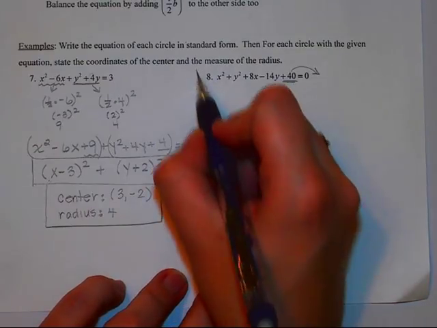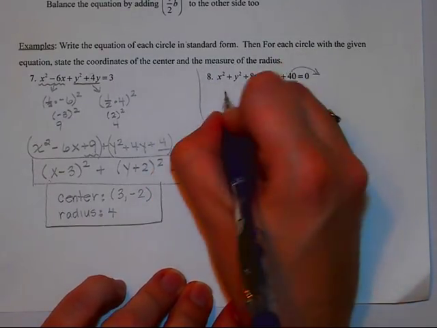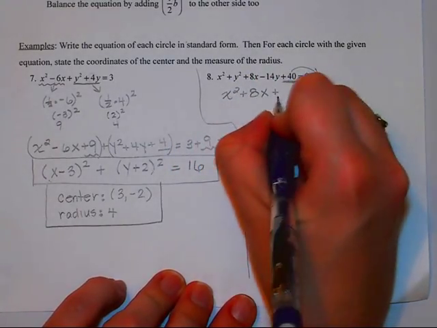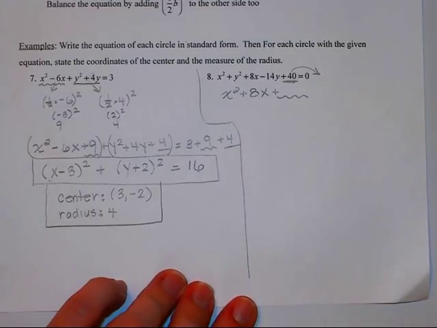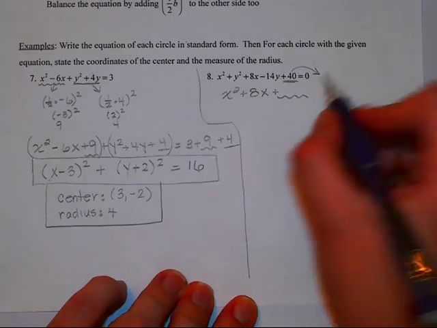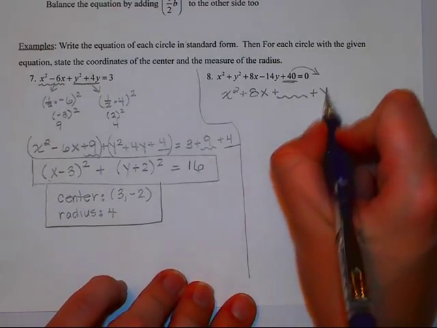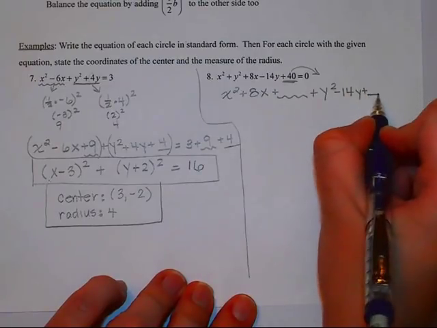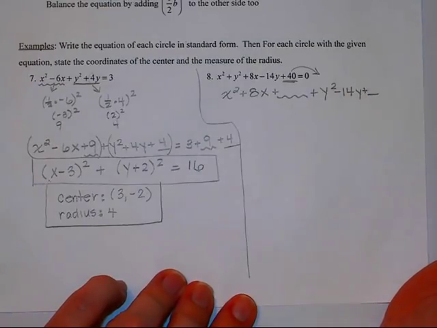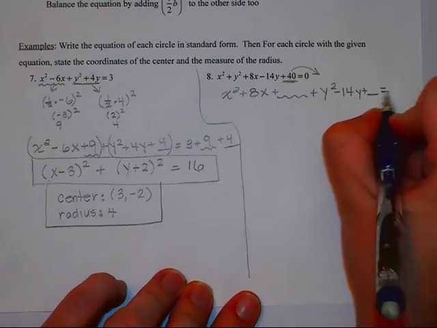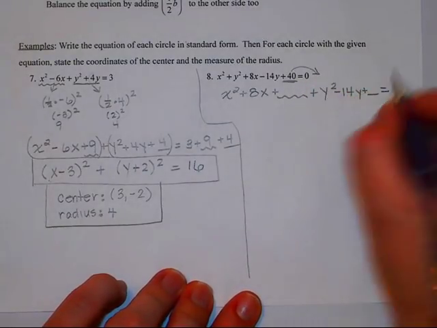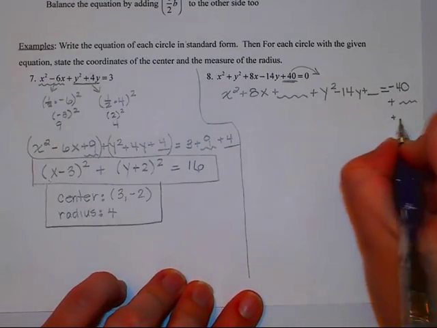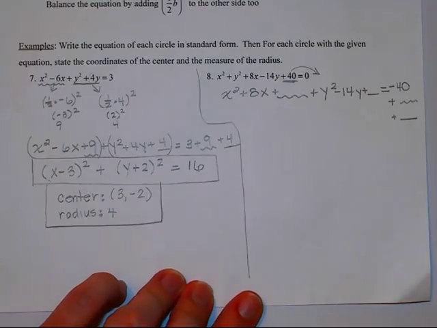So I'm going to rewrite this equation, and I'm going to write it as x squared plus 8x plus blank, because I know I'm going to complete the square and I'm going to have to figure out what to add. Then plus y squared minus 14y plus another blank, again to complete the square, equals, when I move 40 over to the other side, I'm going to subtract it and add the two numbers that I used to complete the square.